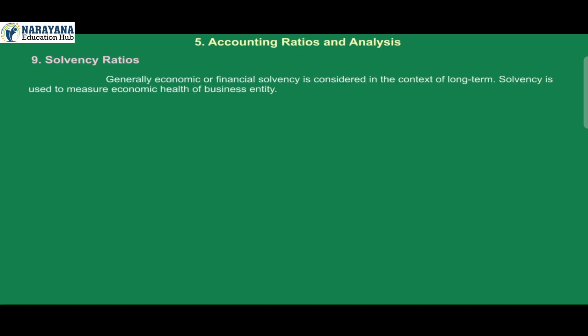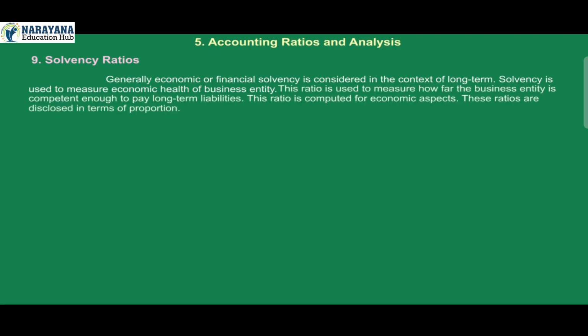Solvency ratios. Generally, economic or financial solvency is considered in the context of the long term. Solvency is used to measure the economic health of a business entity. This ratio measures how far the business entity is competent to pay long-term liabilities. This ratio is computed for economic aspects and disclosed in terms of proportion. 1. Debt to equity ratio. 2. Total assets to debt ratio. 3. Proprietary ratio. 4. Interest coverage ratio.